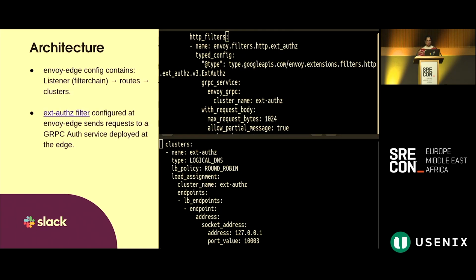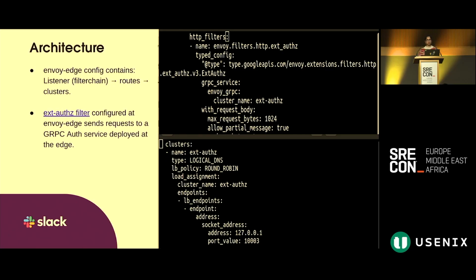Now that we talked about the Envoy config, let's move into the actual architecture. At the edge, we have an API listener at our Envoys, which is configured with many filters, one of which is extauth filter, which is short for external authorization. This filter is responsible for sending the request's header and part of the request body to a gRPC auth service.